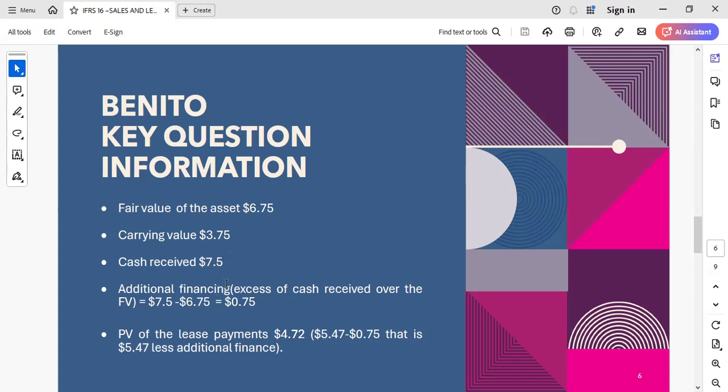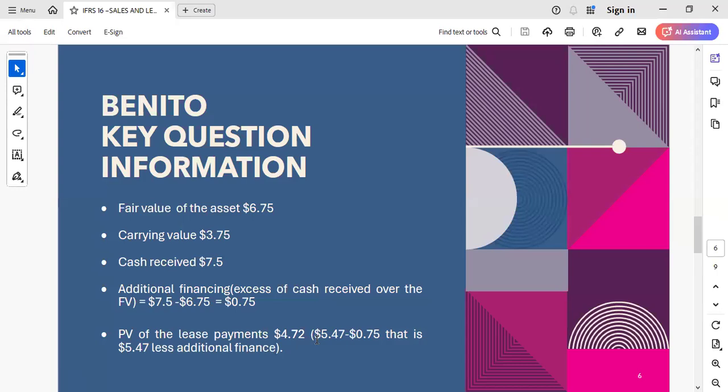So this additional finance is the excess of cash received. We need to take it off by saying the 7.5 million cash less the fair value, we have 0.75. If you look at the question, we were told that the present value of future lease payment is 5.47. So this 5.47 includes 0.75 excess cash that you receive. So we want to treat it as if the actual present value of the lease payment is 4.72.